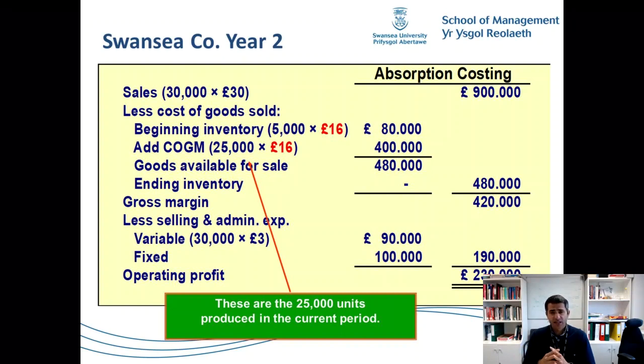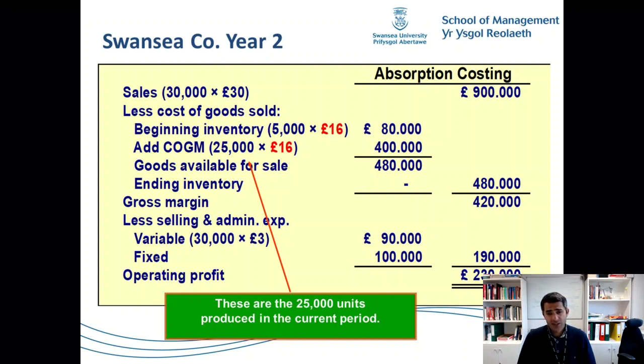So I expect that the year one and year two profit for the two methods will be the same. Let's have a look. If you calculate the gross margin, that would be the same. As you see, it's 900 minus 480, which is 420. And if you minus the variable selling and admin, this is 90,000, because now we sold 30,000, not 20,000 like last year. And the fixed elements here is 100,000 pound.